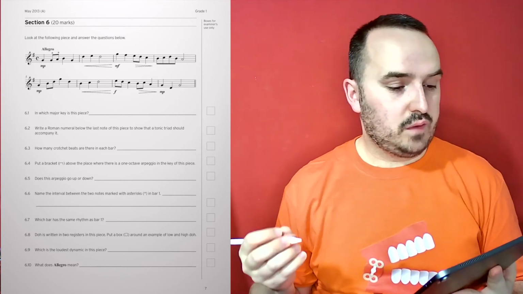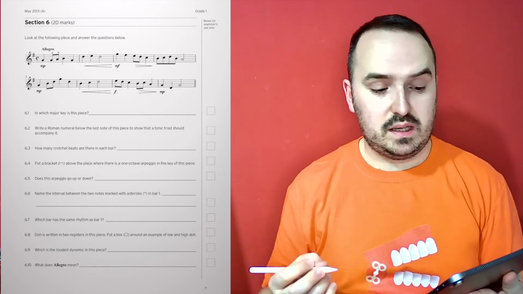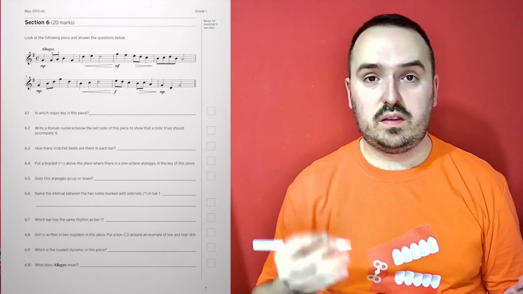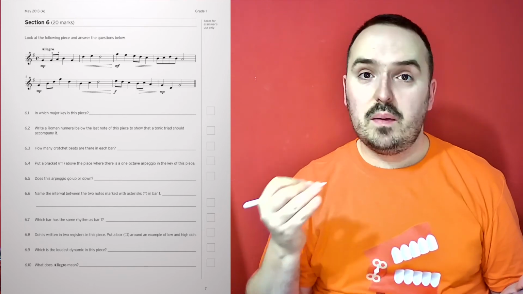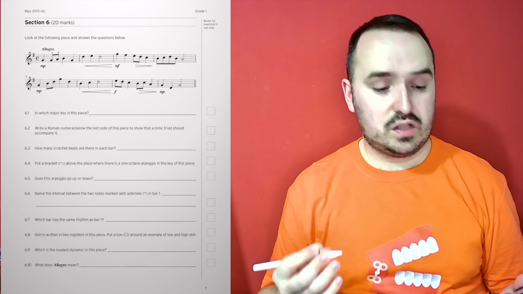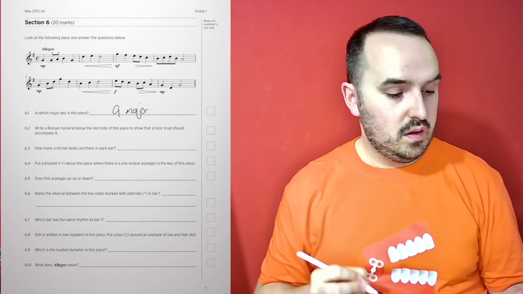Okay, moving on to section 6. So look at the following piece and answer the questions below. Question 1. In which major key is this piece? Brilliant. Easy as that. We already know we've got 3 keys. We've got C major with no sharps or flats, F major with 1 flat and G major with 1 sharp. Looking at this, we've got 1 sharp, G major.